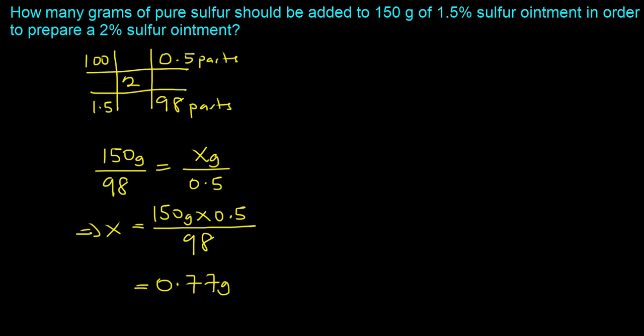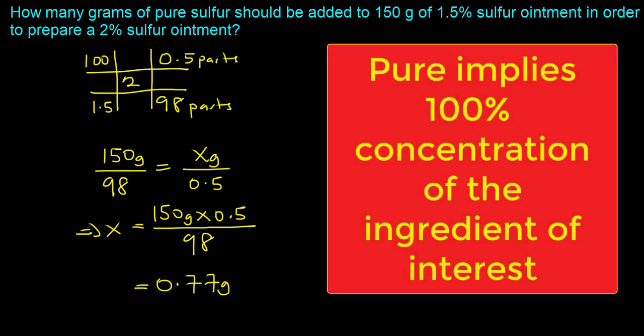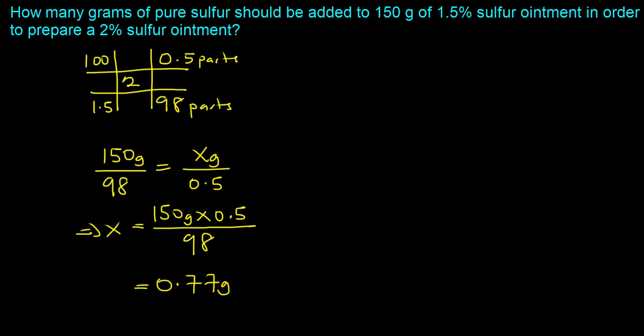So that is how you solve alligation questions where you have two concentrations given to you in terms of numbers, and then the third concentration is implied using the word pure. So whenever you see the word pure, it indicates you have 100%. And so with that information, you can go ahead and proceed to solve the question using the alligation method as you normally would.